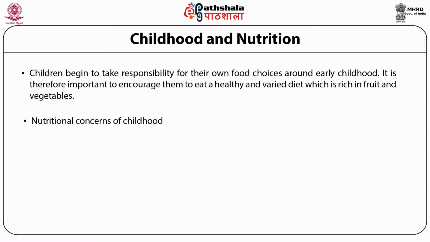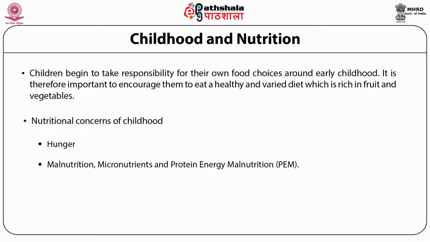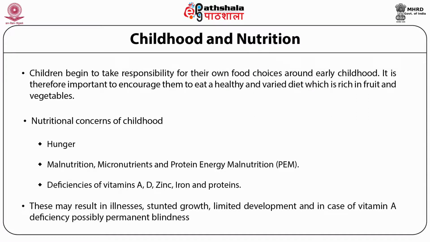The nutritional concerns of childhood include hunger, malnutrition, micronutrient malnutrition and protein energy malnutrition. So if adequate attention is not given to nutrition during the childhood stage, these could be the problems which might result in several kinds of illnesses or deficiencies in the body of a child. Especially deficiencies of vitamin A, D, zinc, iron and protein might take place, and these may result in illness, reduced or stunted growth, limited development of the brain, and in the case of vitamin A deficiency, it could possibly result in permanent blindness as well.